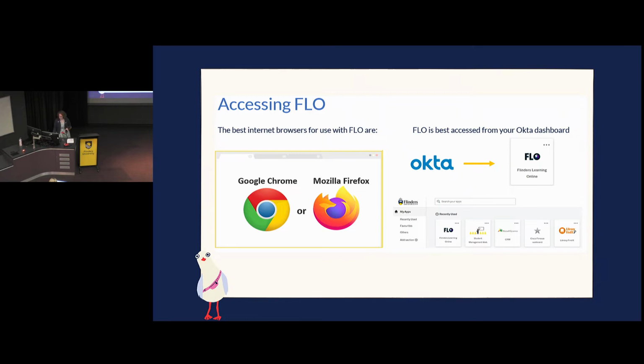To access FLO, it's best accessed through your Okta dashboard, which you log into using your FAN and your password. We recommend using either Chrome or Firefox to access FLO, as they're the most compatible with FLO and they tend to play nicely. Safari can be a little bit clunky, so if you've got a Mac, I recommend downloading a different browser to use with FLO.